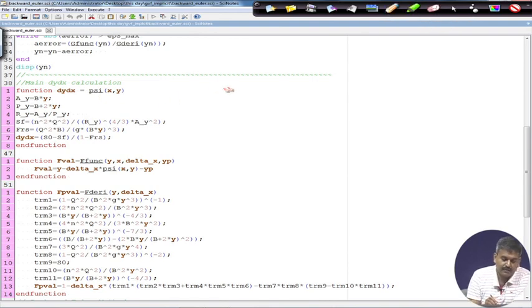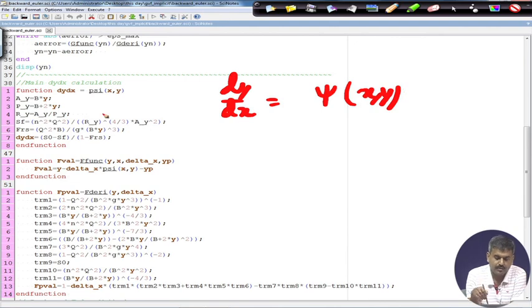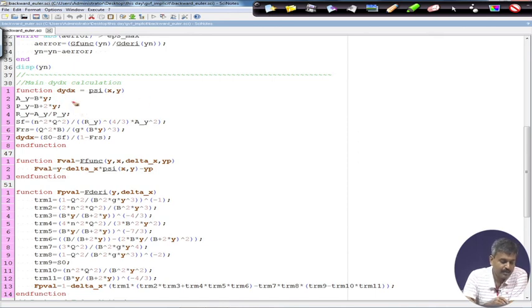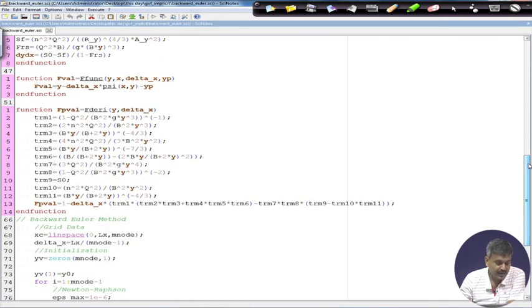Now, first we have dy by dx equals psi x y, our general governing equation in this case. So, this is B y, divided by b plus 2y, and so on, A y divided by P y. Now, we can calculate this dy by dx. Next step is f val, because we need that function value. Y is actually y n plus 1, this is delta x into psi x comma y, and at this step we have minus yp, where yp is the previous time level value.